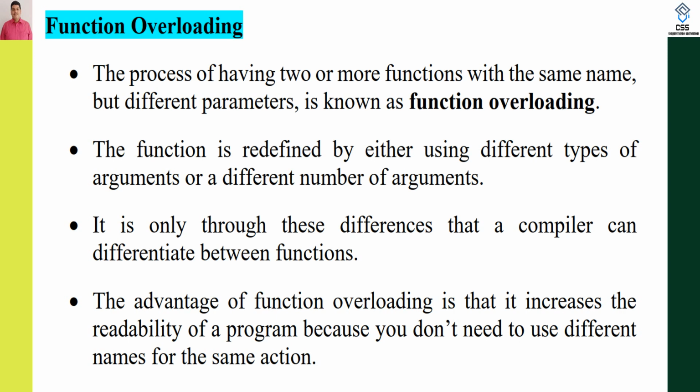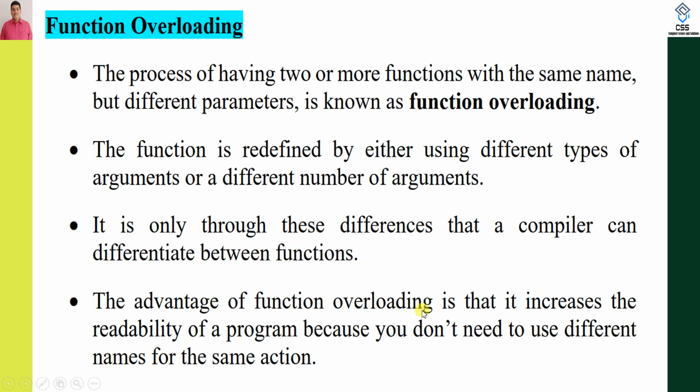And from the computer point of view, we must consider how little space it will take to run our program. Hence, the definition: the process of having two or more functions with the same name but different parameters is known as function overloading. The function is redefined by either its different types of arguments or number of arguments, because a function with its parameters may change its nature on the basis of type or number of parameters. It is the only difference by which a compiler can differentiate between the functions at the time of running the program.